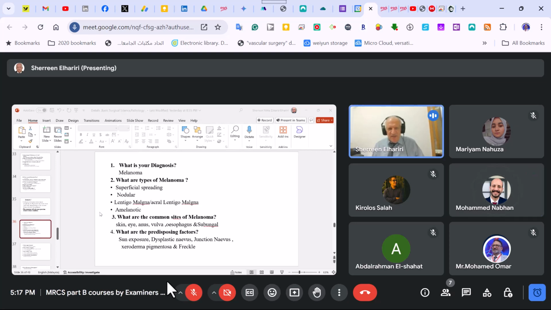Melanoma is of 5 types. It is superficial spreading, nodular, lentigo maligna, and lentigo melanoma, and amelanotic. All right. What is the common site of melanoma in general? In the limbs, upper limbs and lower limbs. Yeah, you mean skin. Apart from the skin, can melanoma occur in any part of the body? It can occur in the eye, for example, anus, esophagus. So melanoma can occur in skin, in eye, in anal, in vulva, in esophagus, and subungual, meaning underneath the nail.